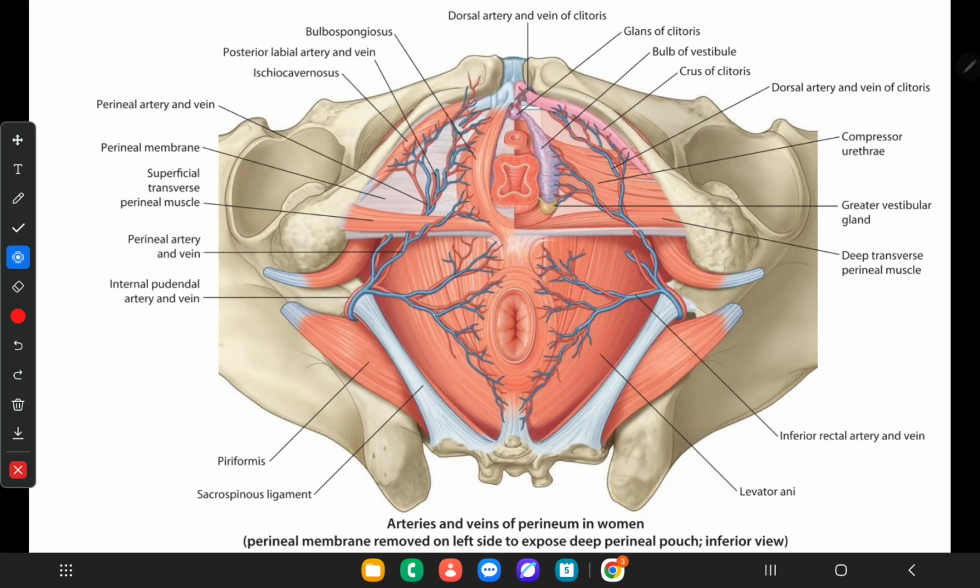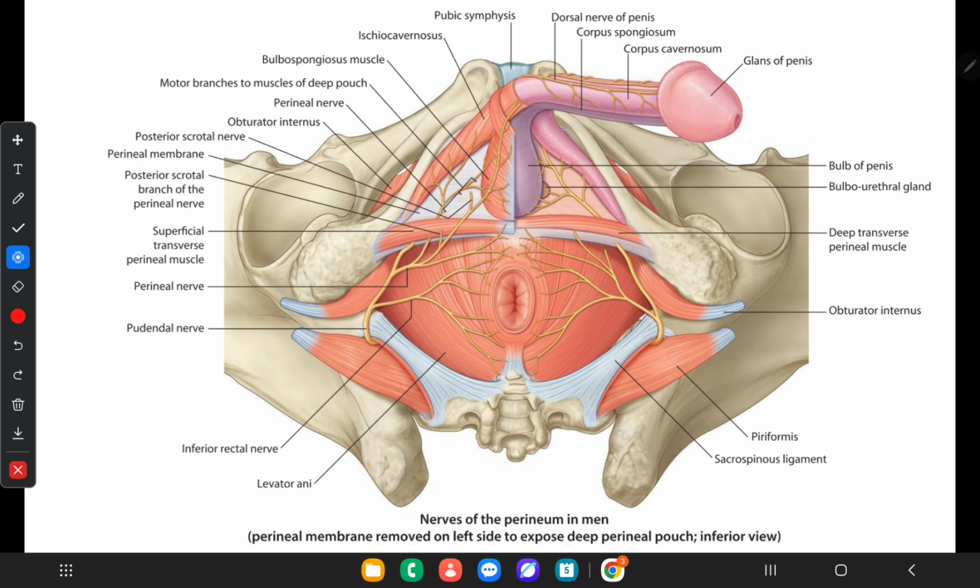In females also the blood supply is the same. They are from the internal pudendal artery and vein coming from either side. The internal pudendal artery divides into two main branches: the inferior rectal artery towards the anus or the anal canal, and then the perineal artery and vein towards the urogenital triangle, the urogenital area. Perineal artery and inferior rectal artery, there are two main branches.